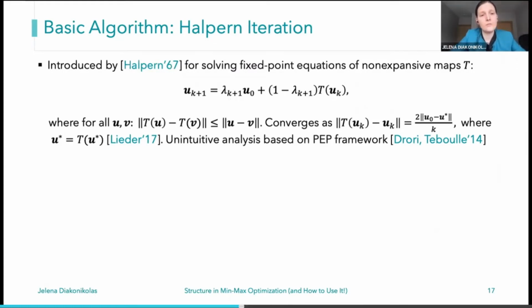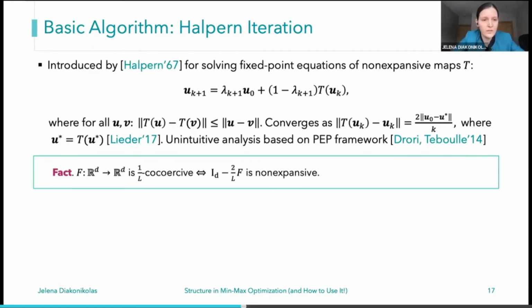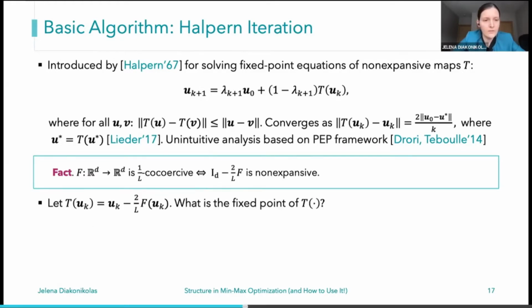And for this method, there was a recent result that actually gave a convergence rate even with a very nice constant. Okay, so going back to the structure that I mentioned, what does this have to do with making f small? Well, if I had a cocoercive operator, then I know that this one would be non-expansive. And if I look at that map, identity minus 2 over L times F, what will be the fixed point of this T?